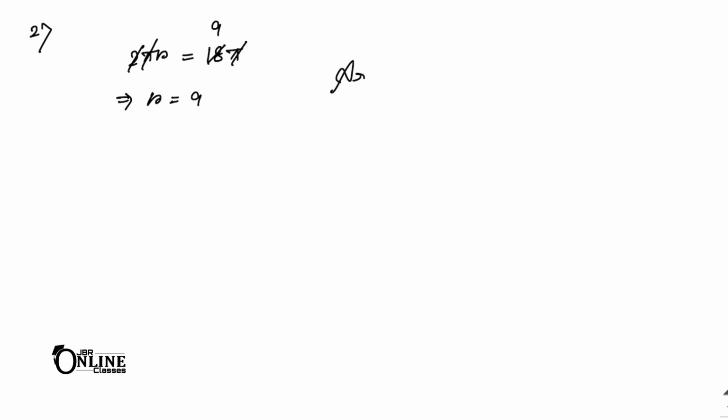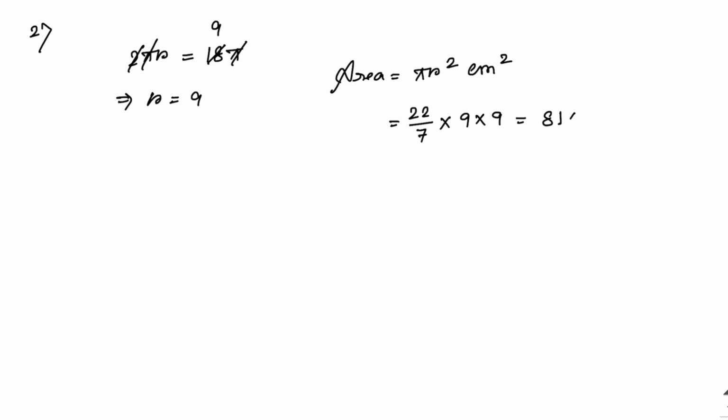Now area. The formula is pi r square, then centimeter square. So pi means 22 by 7, r square means 9 into 9. So you can write 81, or instead of 22 by 7 you can also write pi. So 81 pi centimeter square as your answer.